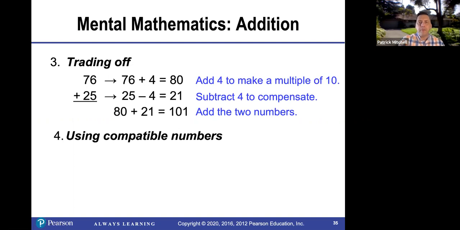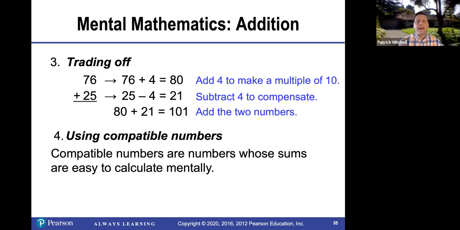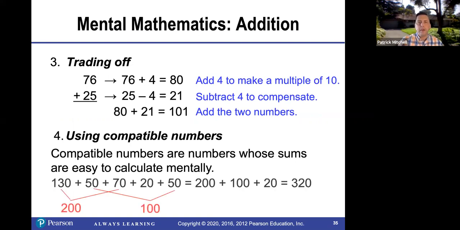Using compatible numbers. Compatible numbers are numbers whose sums are easy to calculate mentally. So here I'm trying to add 130 plus 50 plus 70 plus 20 plus 50. I'm going to group those numbers together so that they come out to nice numbers like 200 or 100. 130 plus 70 is 200. 50 plus 50 is 100. That just leaves me with the 20. So I do this as 200 plus 100 plus 20, which comes out to 320.